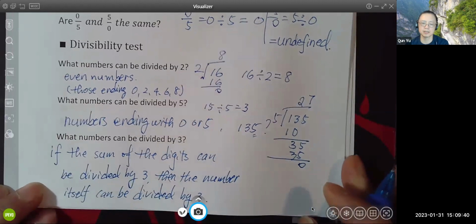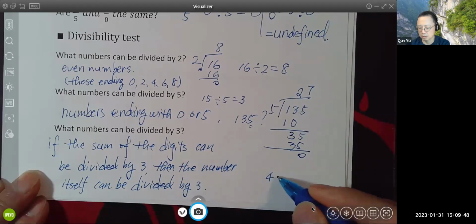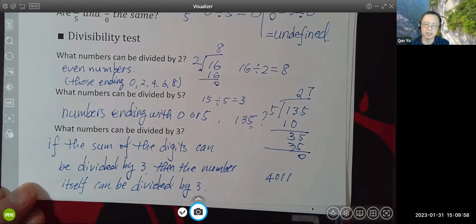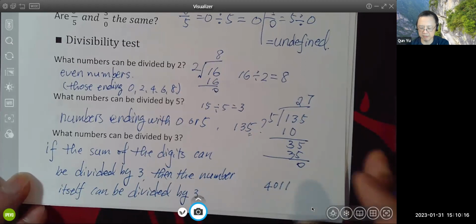Let's take an example to demonstrate this. Say I have 4011. I just try to create an example on the fly. Can this number be divisible by 3? Yes. The reason: we add these digits together. 4 plus 0 plus 1 plus 1, that's a 6. That's the sum of the digits, which is 6. 6 can be divided by 3. So this number itself can be divided by 3.